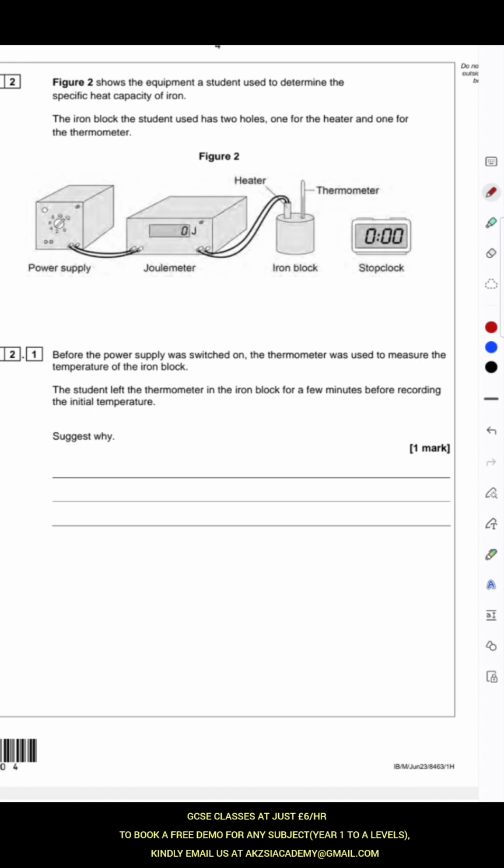Just like your hands: your body temperature is, say, 98 in Fahrenheit, and if you touch something which is at 102 degrees Fahrenheit, it will take a little time for your hand to increase its temperature to reach the temperature of the object. Similarly, the thermometer takes a little time, so that time is given so the thermometer temperature can become the same as the temperature of the iron block and it can measure properly.